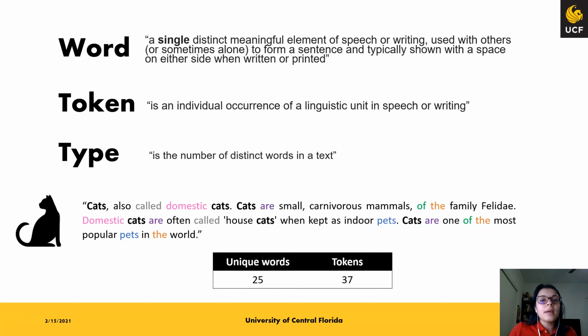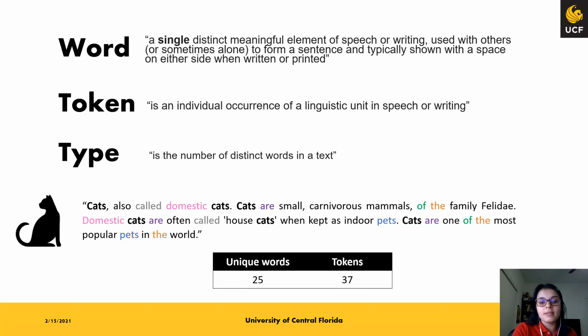So most of the time, instead of type, we're going to use number of unique words or number of distinct words. Let's give this example. Cats are also called domestic cats. Cats are small carnivorous mammals of the family Felidae. Domestic cats are often called house cats when kept as indoor pets. Cats are one of the most popular pets in the world.